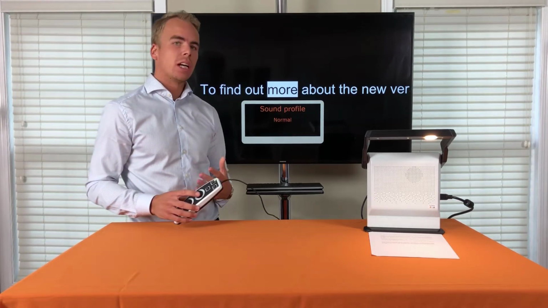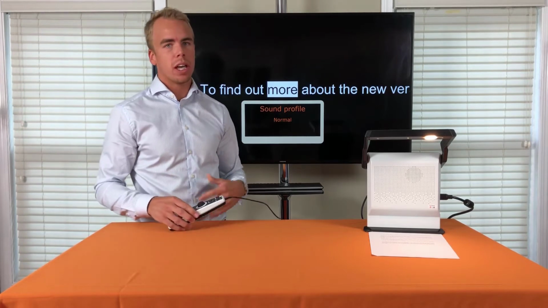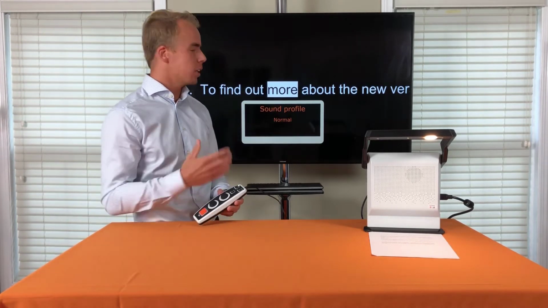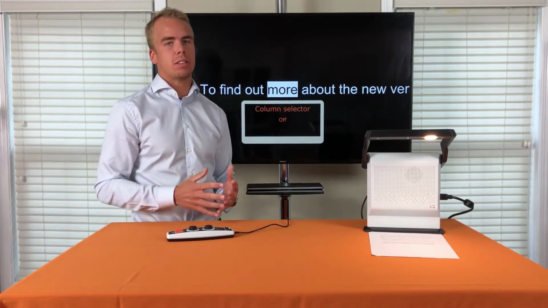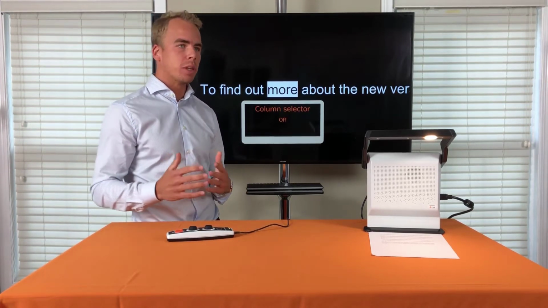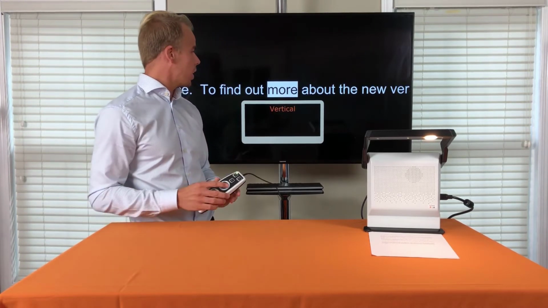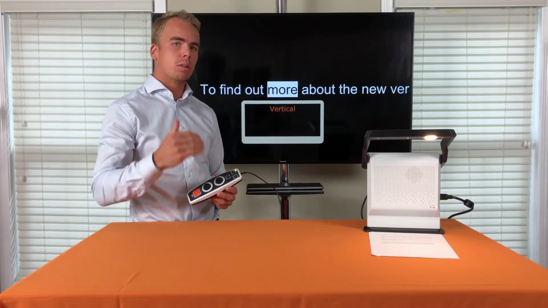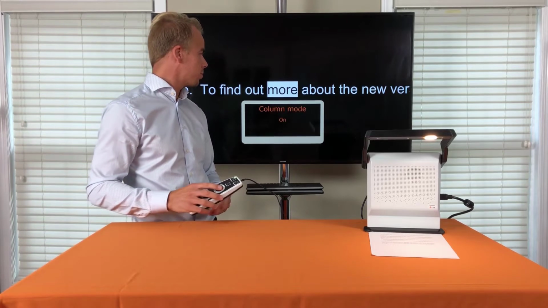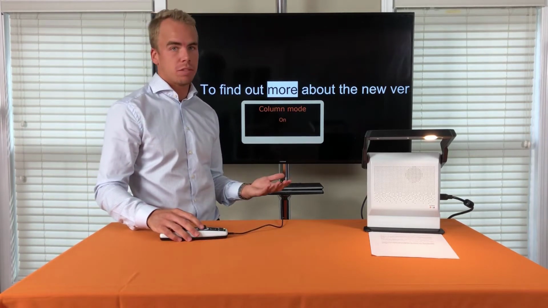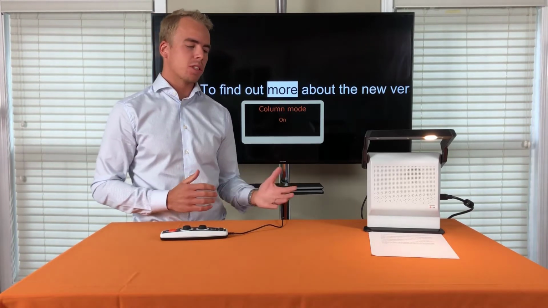Sound profile. I have a sound profile. Let's say I would like to add some more bass, or I would go higher with the treble. I can adjust that. Column selector. I have a column selector function that will help me select the column, so I can have it reading more vertical or horizontal. Column selector for column mode. Column mode on. Press to disable. If I'm only reading, let's say, invoices, I should have it off.